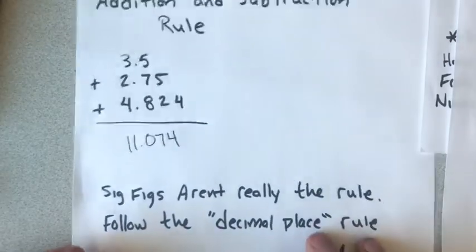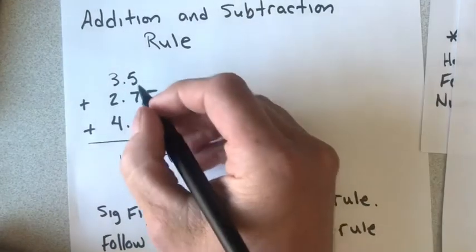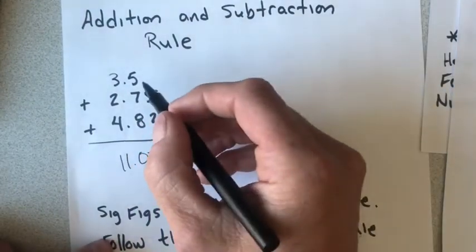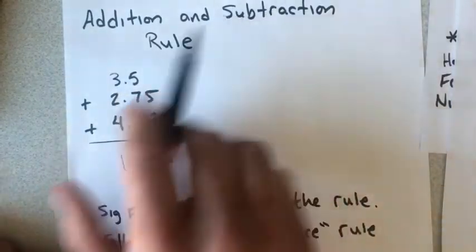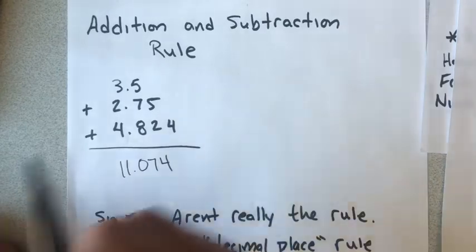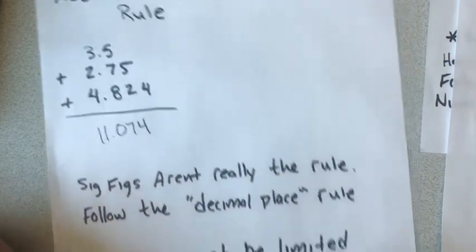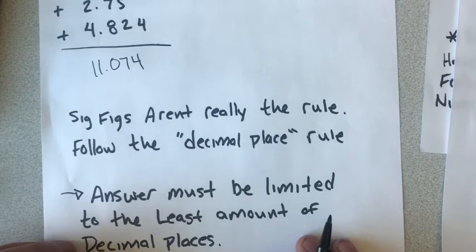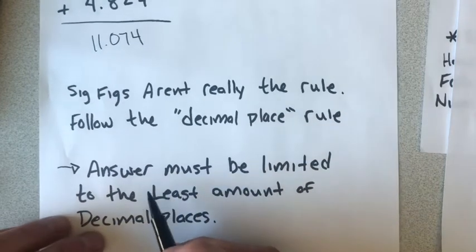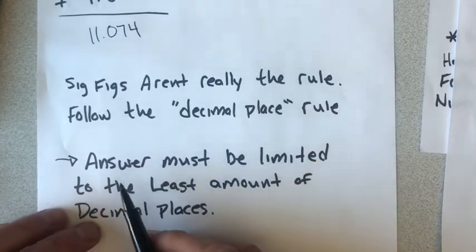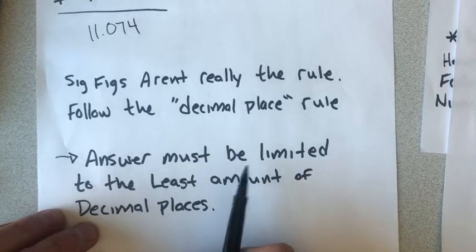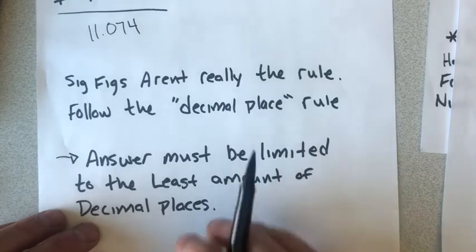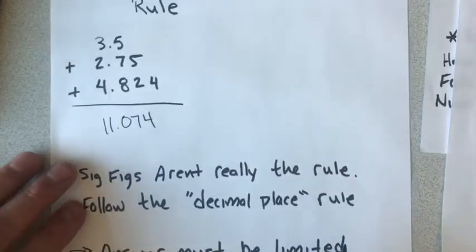All right, so the rule for these is a bit different. It's not limited to the least amount of significant figures, which in this case would be 2 from the 3.5. We don't do that here with addition and subtraction. Instead, we follow the decimal place rule. The decimal place rule just means that your answer is limited to the least amount of decimal places, not significant figures. So we're not counting up significant figures, we're just looking at decimal places.